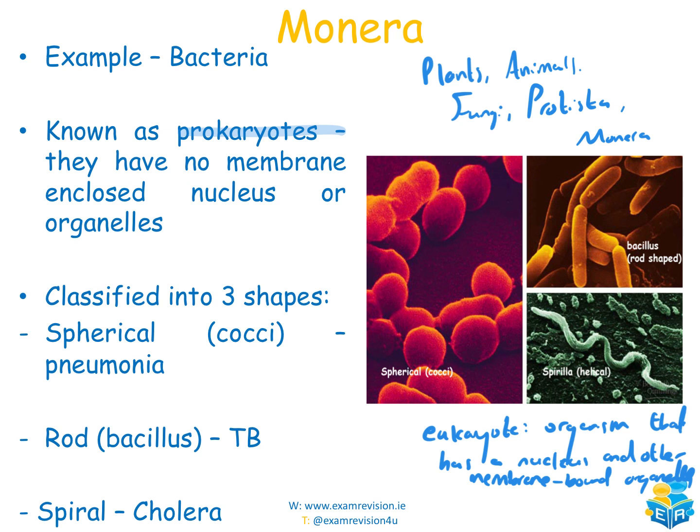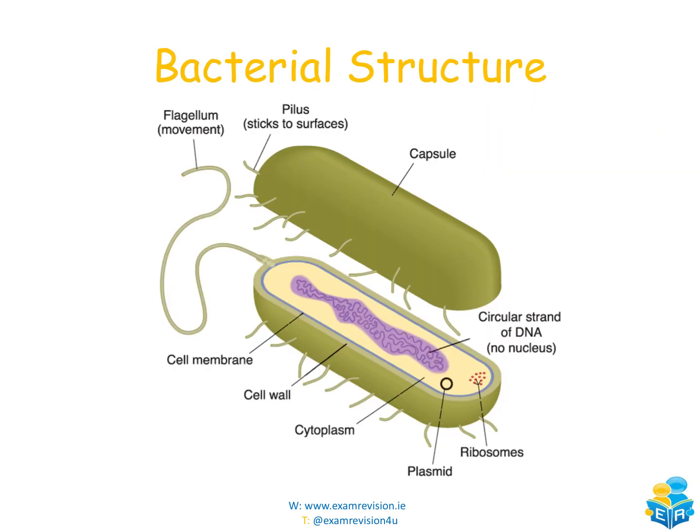Now, a couple of examples of each one. An example of spherical bacteria will be the one that causes pneumonia. The example of a disease caused by rod-shaped bacteria will be TB. And an example of a disease caused by spiral-shaped bacteria will be cholera. And it is important to know an example of each one of those.